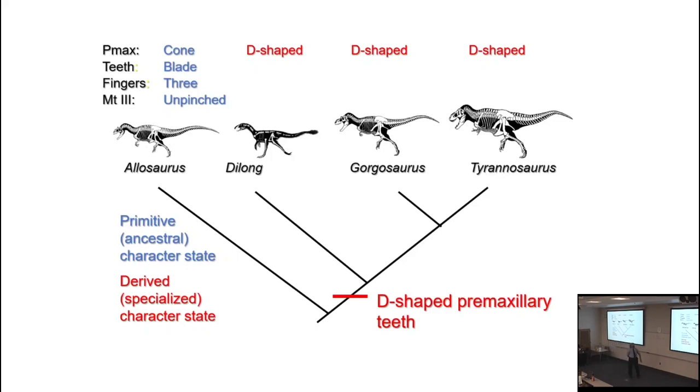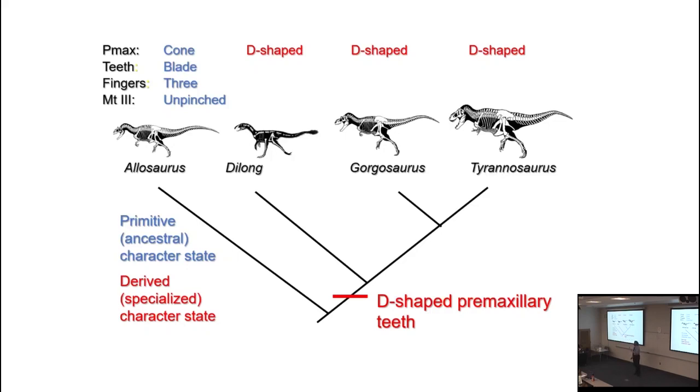Or that it evolved here and then it was lost in Dilong's lineage and it re-evolved, and then it was lost in the lineage going to Gorgosaurus and Tyrannosaurus and was regained in Gorgosaurus, and was gained and lost and gained and lost and gained. Those are all theoretically possible. But there is a simple, easy solution, given this tree topology, to infer the origin of this trait.